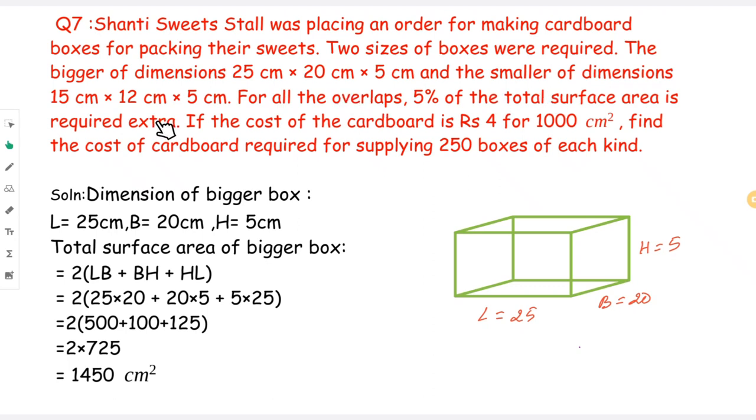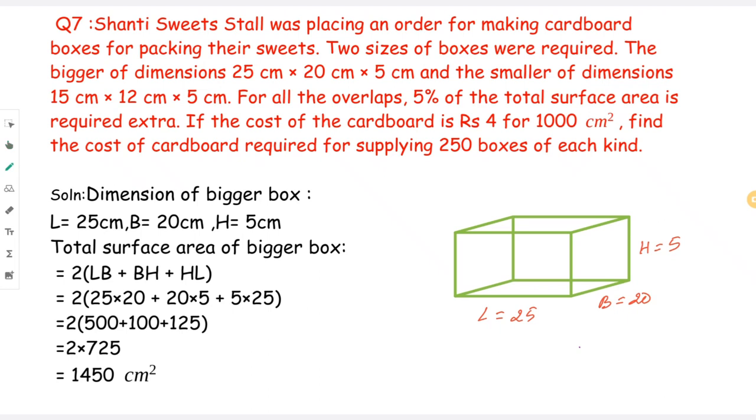So I'll explain this while we're solving, right? If the cost of the cardboard is ₹4 for 1000 centimeters square, find the cost of the cardboard. That means how much money we're going to spend, right? Required for supplying 250 boxes of each kind. So 250 big boxes, 250 small boxes, right? So how do you do this?